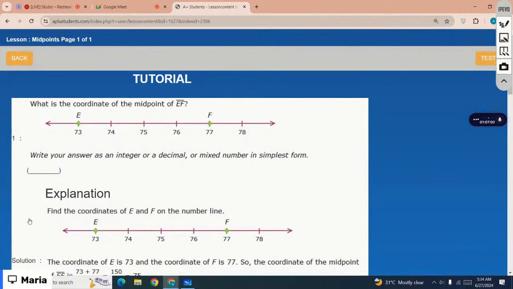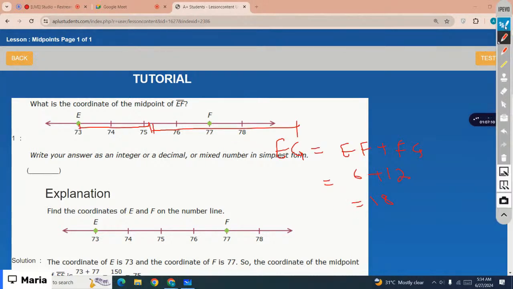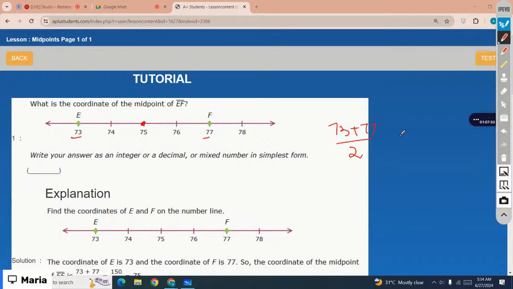What is the coordinate of the midpoint of EF, right? Let's see how we find the midpoint. The coordinate of E is 73, and the coordinate of F is 77. The midpoint is exactly the one that is half of both the points. You can calculate it by adding their coordinates: you need to add 73 plus 77 divided by 2. That is 150 divided by 2 equals 75. So look, this is the midpoint of E and F. Got it?